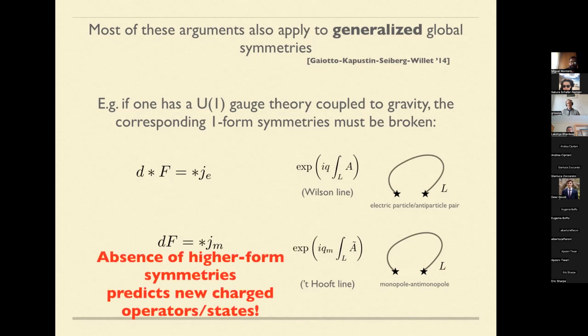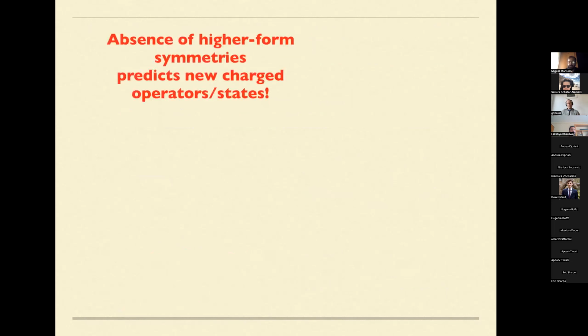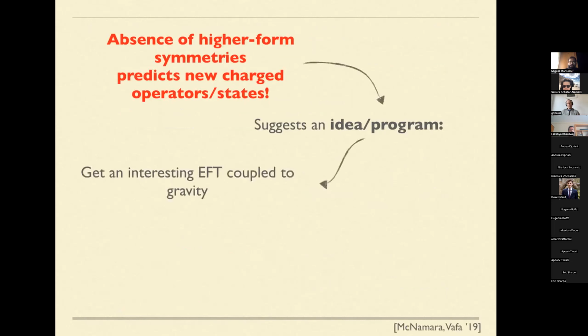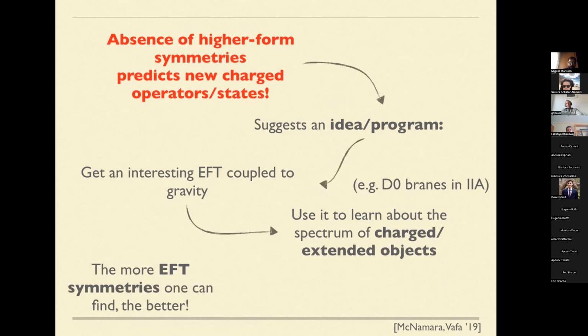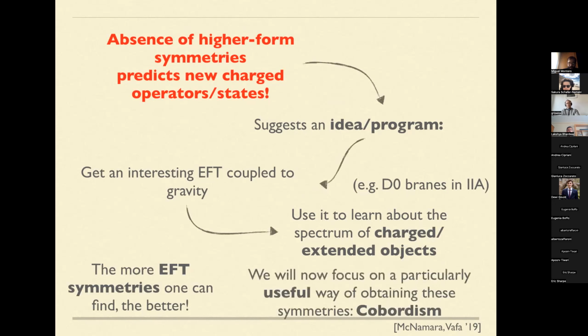Good. Excellent. So, as I said, absence of higher-form symmetries predicts new charged operators or states. The idea here is we take an interesting effective field theory coupled to gravity, whatever you like, and use it to learn about the spectrum of charged extended objects. We were just discussing the standard model and monopoles, but for instance, if you do it for type IIA supergravity in 10 dimensions, it has a U(1) field, and then you predict the existence of D0 branes. And the more effective field theory symmetries we can find, the better.